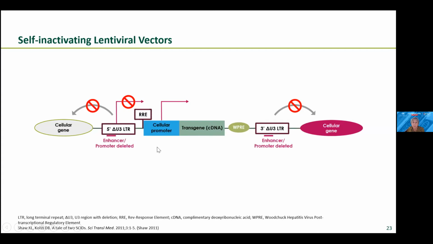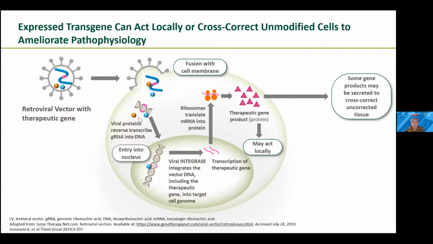So again, once all of this occurs, regardless of what type of vector, if you're talking about these integrating vectors, once the protein's made, what happens to this protein may differ depending on the disease state, the target cell, and how the construct has been engineered. So sometimes the protein will remain in the cell. Sometimes, because it's being overexpressed, it may be secreted out into the surrounding area, so it is available for cross-correction. And other times, you may actually have this protein just acting locally, where substrates move in.